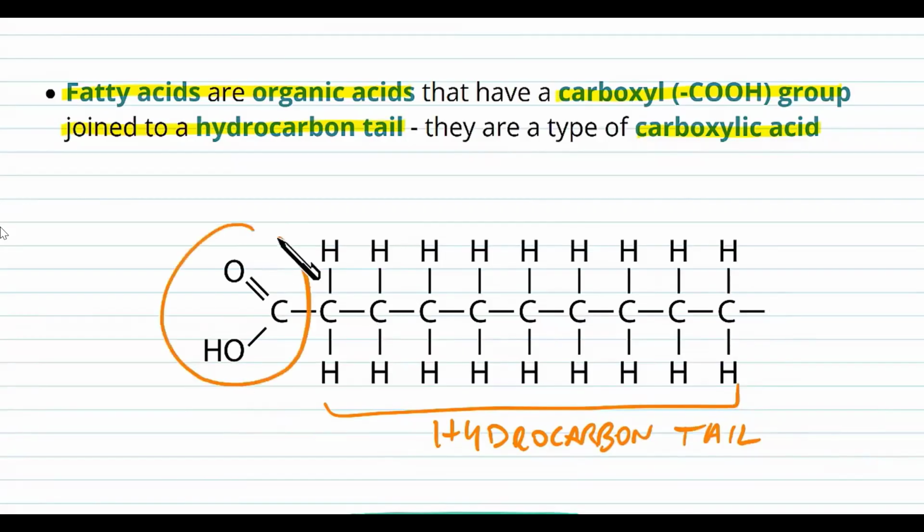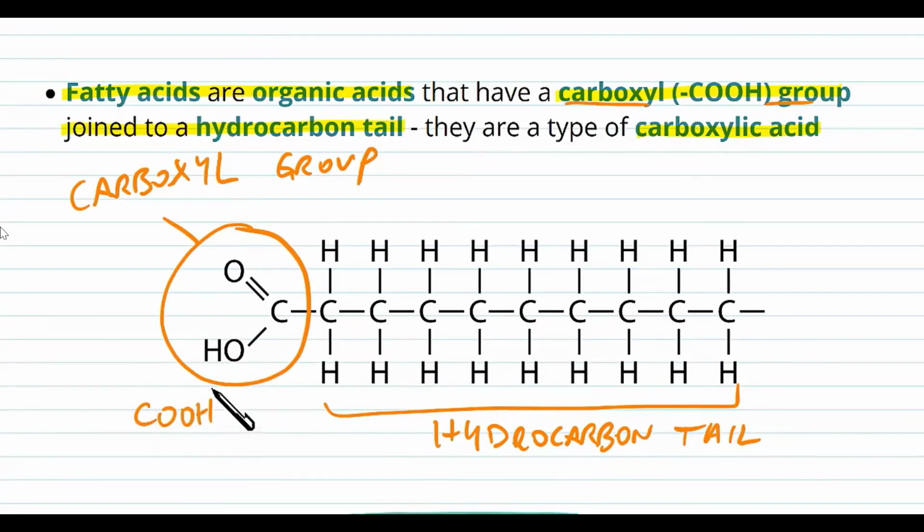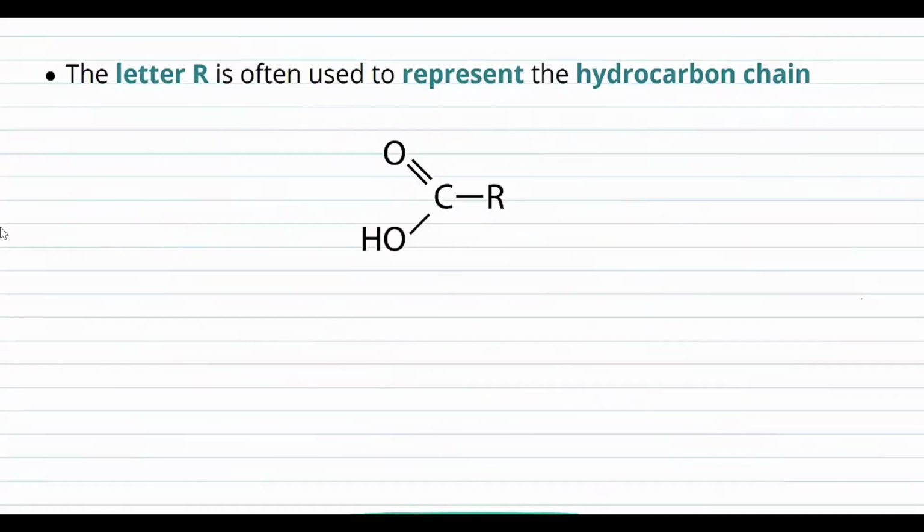Here we have this end which is the carboxyl group, and a carboxyl group always has a carbon, joined to one oxygen, and then another oxygen and an OH. So it's COOH. So the COOH group is joined to the hydrocarbon tail, and overall this is acidic and it's called a carboxylic acid. Often we don't tend to draw out the whole hydrocarbon chain, we use the letter R to represent the hydrocarbon chain.